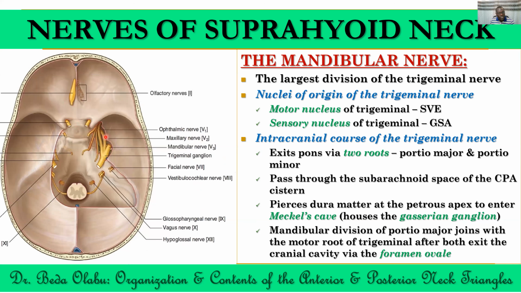This image shows you the mandibular nerve as it exits through the foramen ovale. Remember, this one does not enter the cavernous sinus, but V1 ophthalmic and V2 maxillary pass through the cavernous sinus at some point.